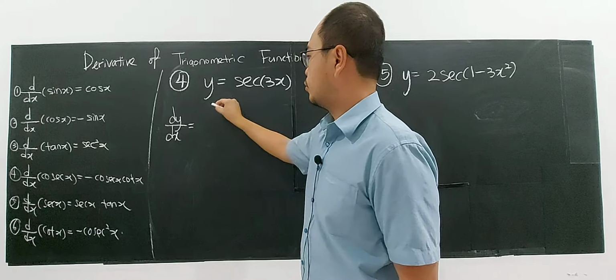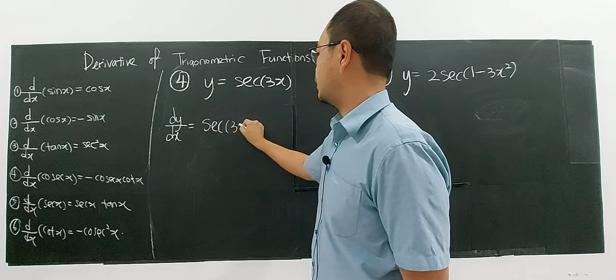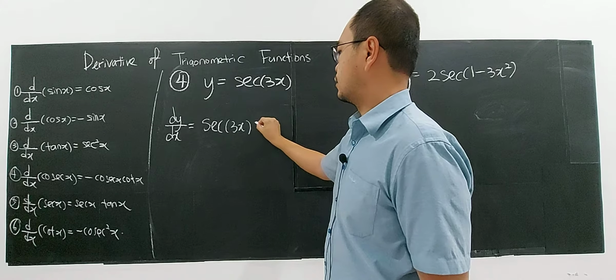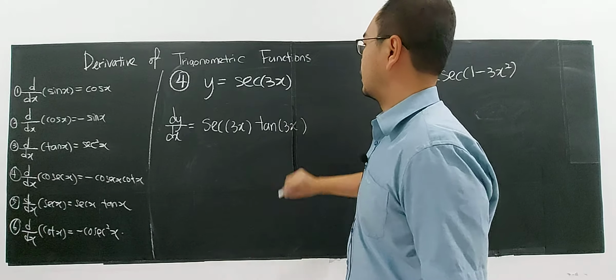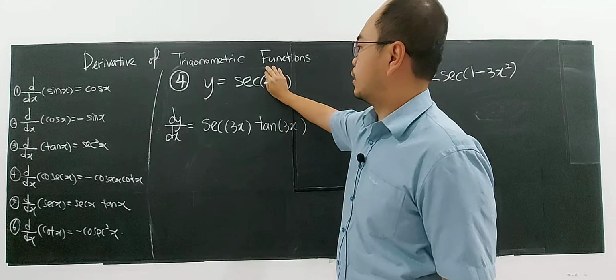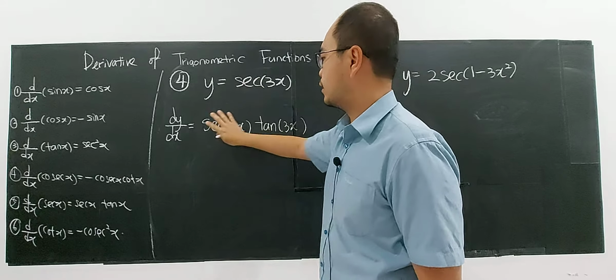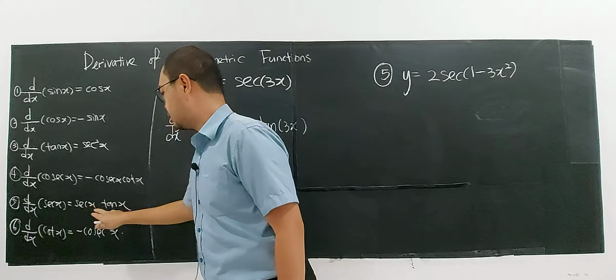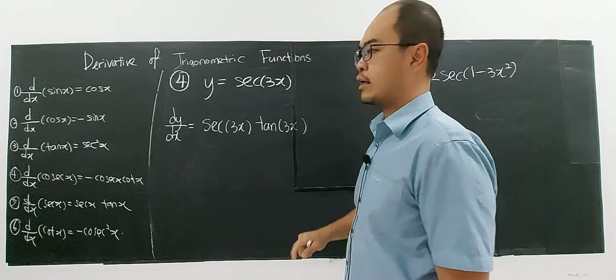From here, you get secant 3x tangent 3x, right? The first step here is secant of this angle, whatever angle it is, any angle, any function. As long as you differentiate secant, you write secant tangent, right? Secant tangent, and this is now your 3x and 3x.